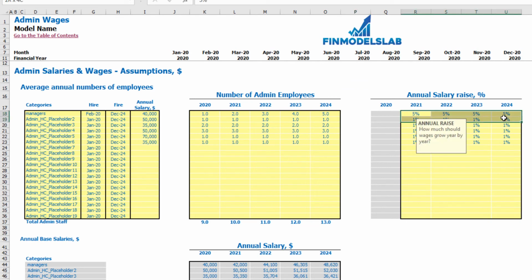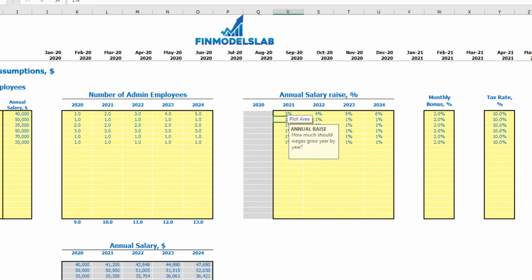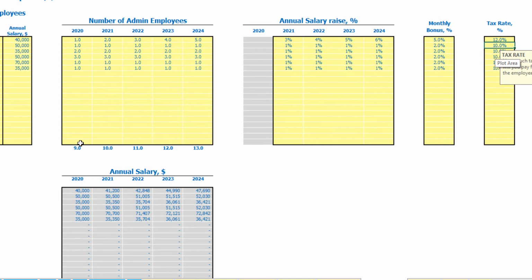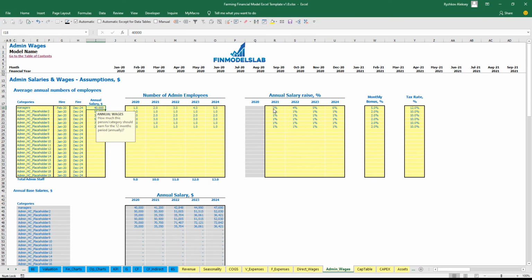Then also you can input annual salary rise. So, for example, 3% of annual salary first year, 4 next, 5 and 6. Also here you have set up for the monthly bonus, for example 5% per month, and the payroll tax rate, for example 12. Below you may see the calculation of annual salary, depends on the annual salary for the base year and for the annual salary rise.